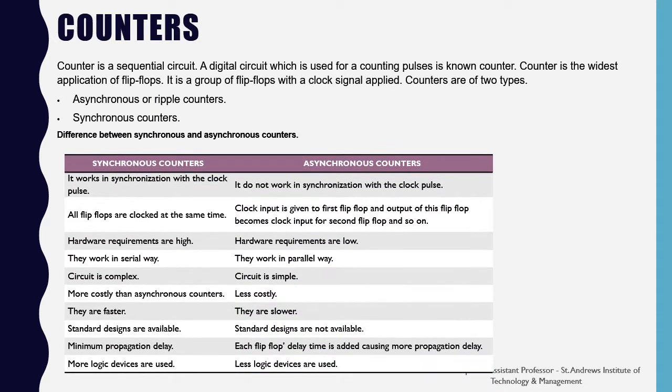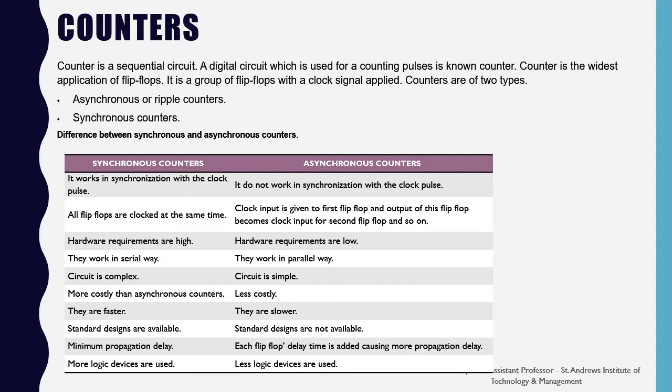Counters. Counter is a sequential circuit. A digital circuit which is used for counting pulses is known as the counter. Counter is the widest application of the flip-flop. It is a group of flip-flops with a clock signal applied. Counters are of two types: asynchronous or the ripple counter, and the synchronous counter.